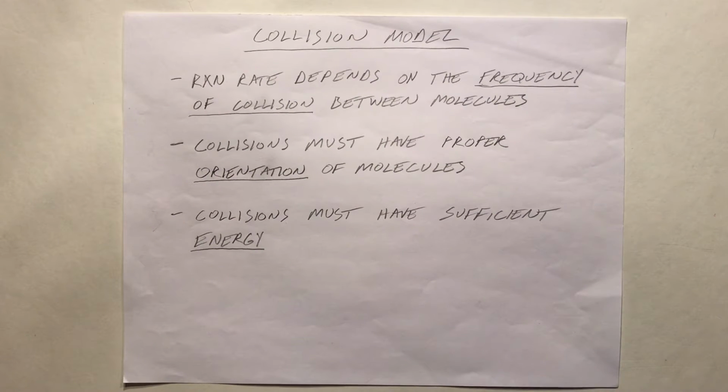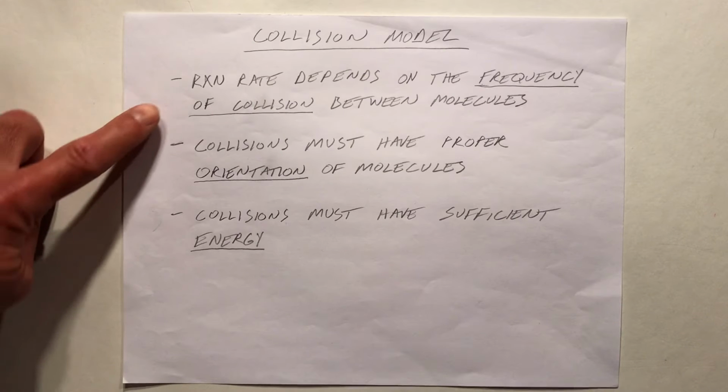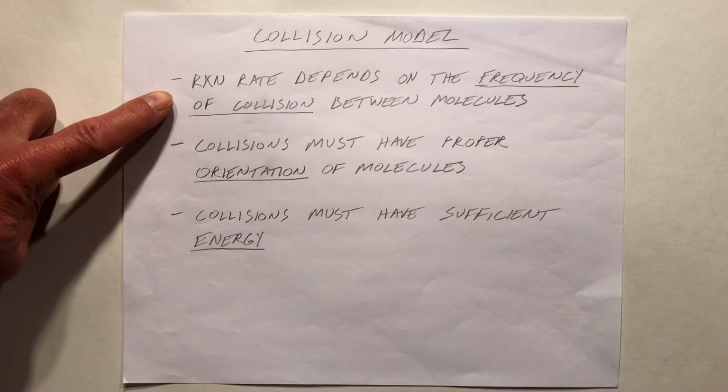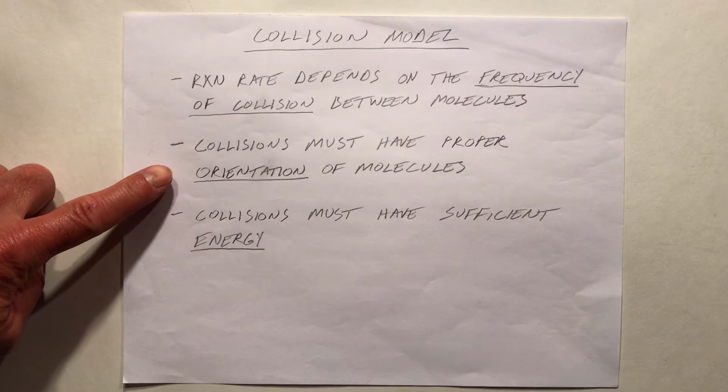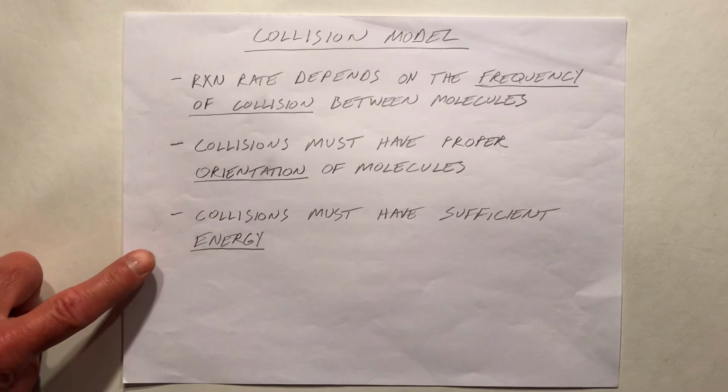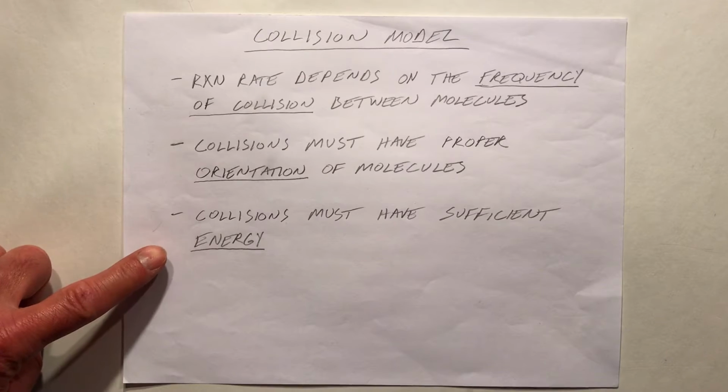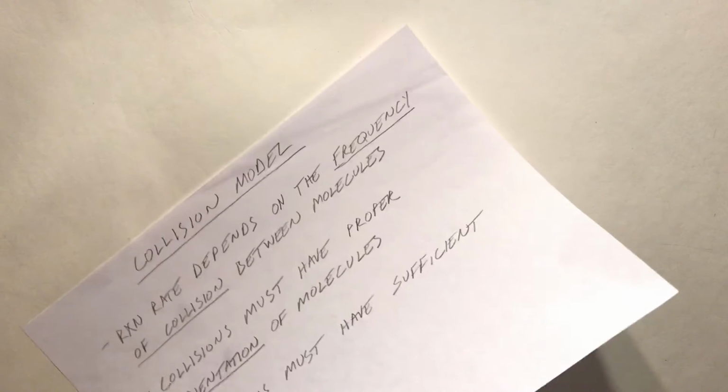So that's the way that works with reactions. The number of collisions that happen per second, or the frequency of the collisions, the orientation of the molecules when the particles collide, and the energy with which those particles collide, all play an important role in the rate of the reaction.